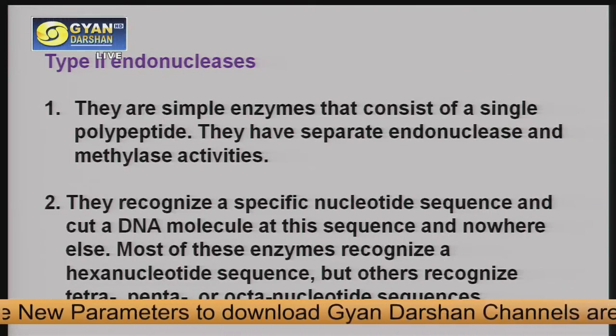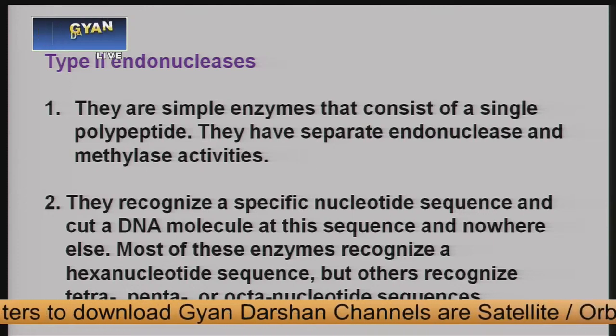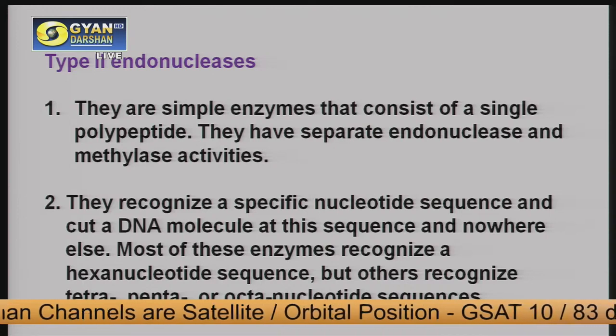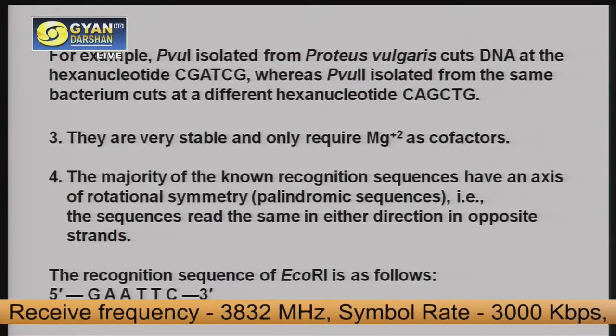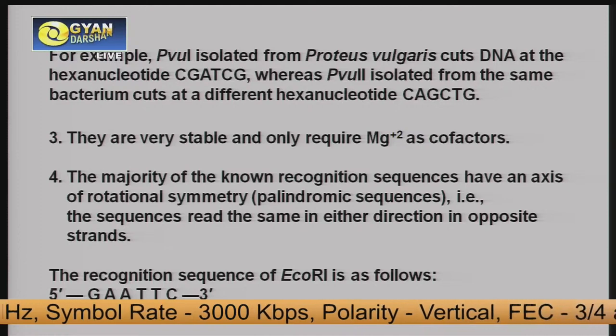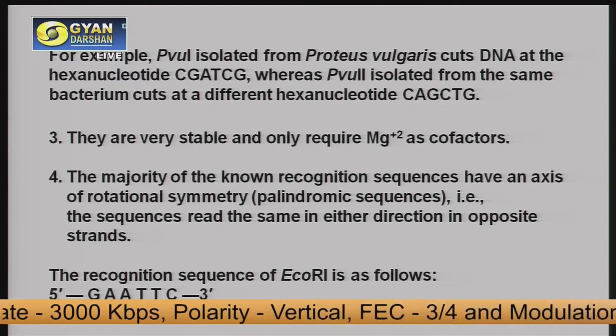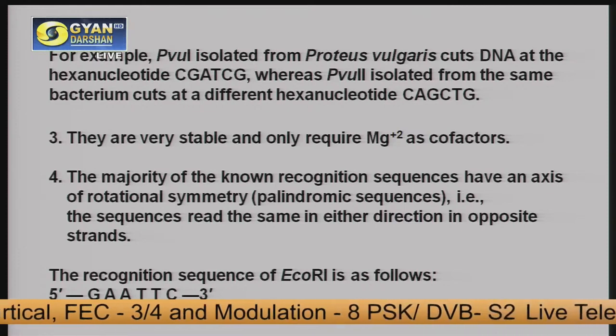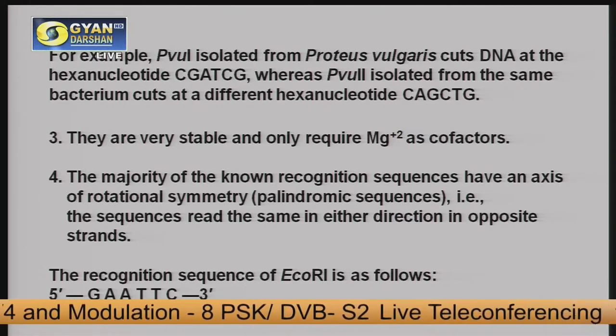These sequences can be tetranucleotide, pentanucleotide, hexanucleotide or octanucleotide sequences. Mostly these are hexanucleotide sequences, that is, a sequence composed of 6 nucleotides or 6 bases. PvuI isolated from Proteus vulgaris cuts DNA at a hexanucleotide, CGATCG. PvuII isolated from the same bacterium cuts at a different hexanucleotide. So PvuI and PvuII differ in the cleavage site.